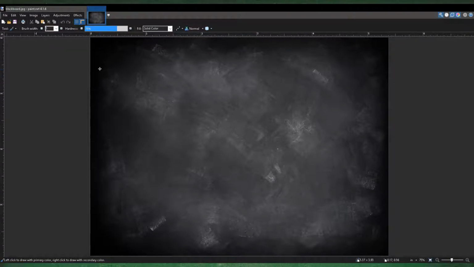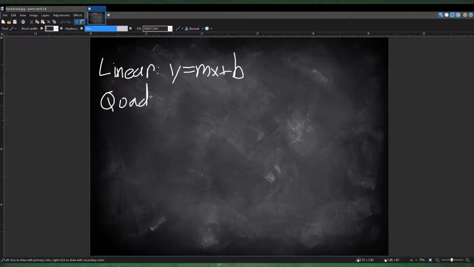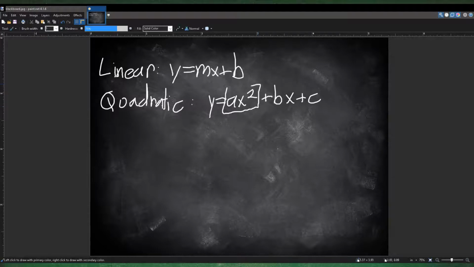Let's take, for example, a linear equation. A linear equation is in the form y equals mx plus b. Now think about a quadratic equation. A quadratic equation would be in the form y equals ax squared plus bx plus c. Do you see the difference between the quadratic and the linear? The quadratic has x raised to the power of 2.